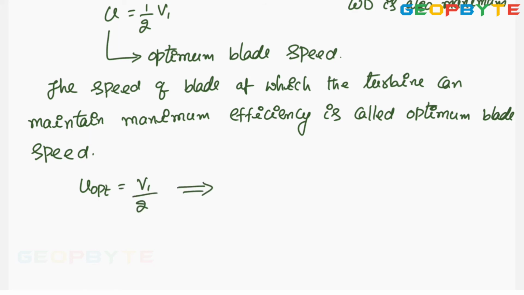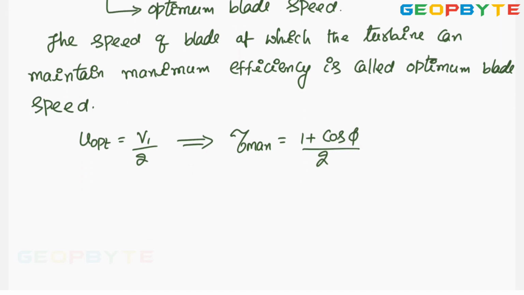At this condition, the maximum efficiency equal to 1 plus cos phi by 2. That is the formula. Proof is not required for you. Just remember the formula, where phi equal to blade exit angle.